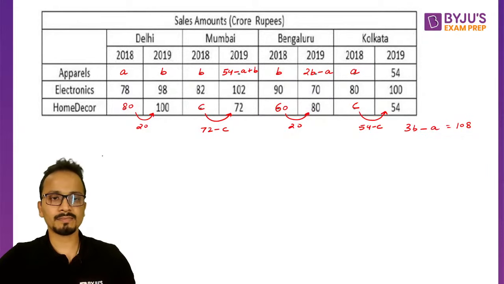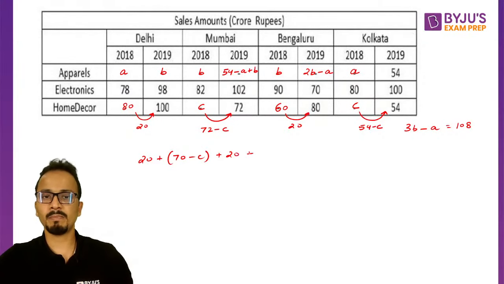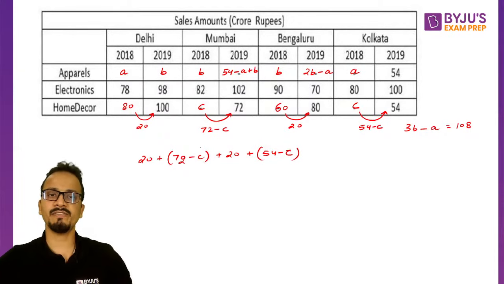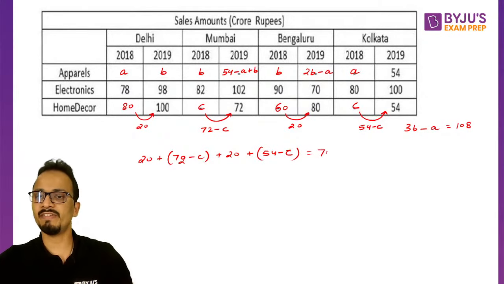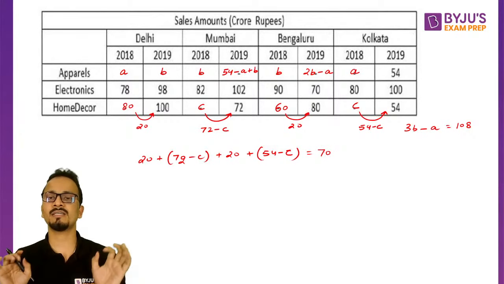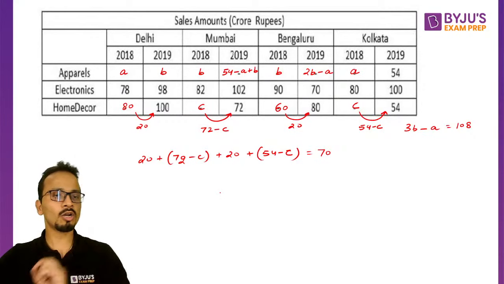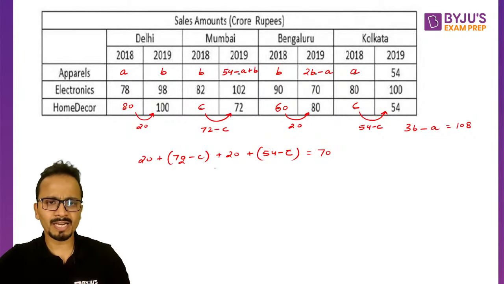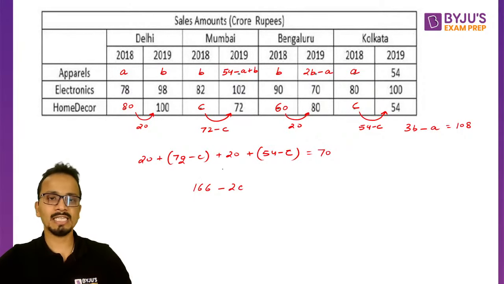So I can say that 20 plus 72 minus C plus 20 plus 54 minus C. I'm sorry, एक जगह पे 72 आना चाहिए, 72. So this is equal to 70. Alright, so this is the equation that I have got for home decor. अब इसको simplify कर लेते हैं. So 20 and 20, 40. 40 and 126, 166. So 166 minus 2C. I'll check it once again.